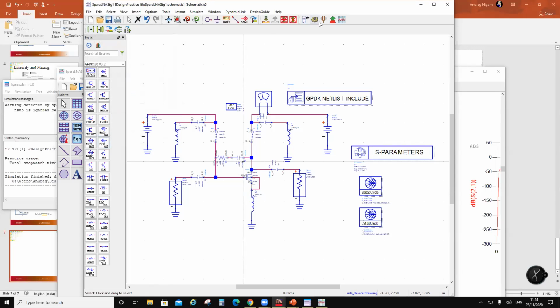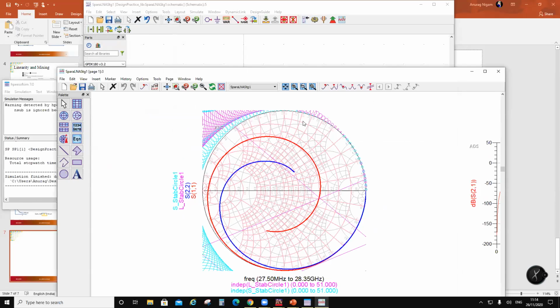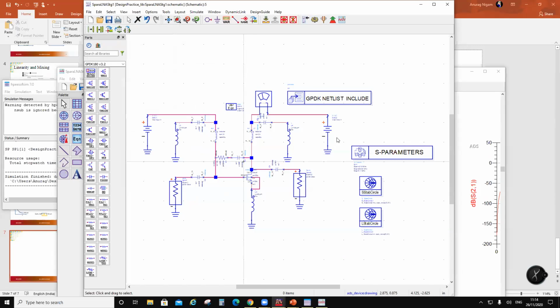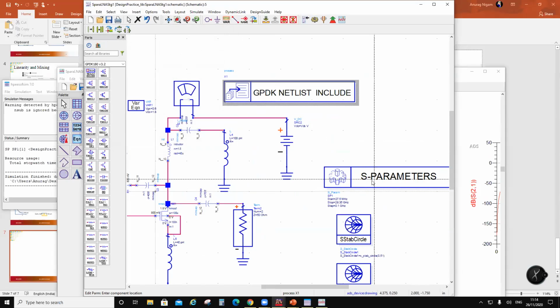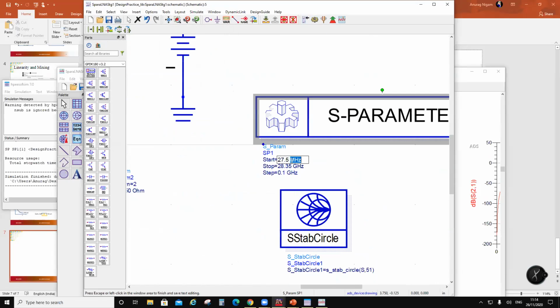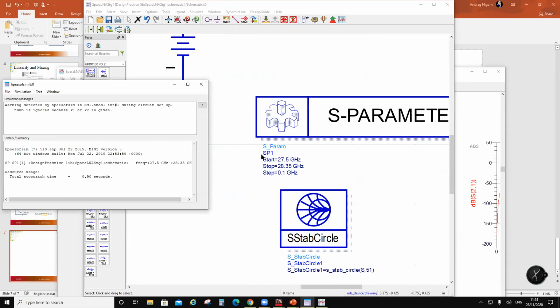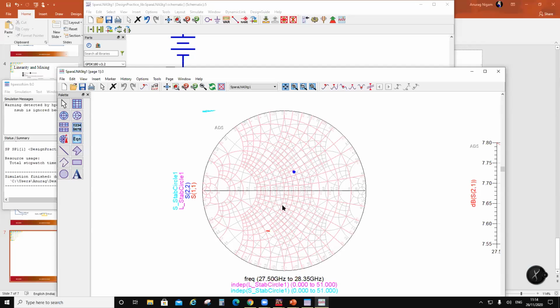Okay, where did we go up to? There's a problem here. It's not 27 megahertz, sorry. It's 27 gigahertz.